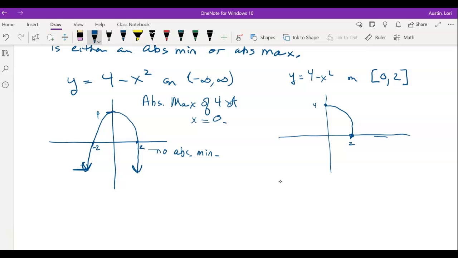What do we have? Absolute max? Yeah, it doesn't change. Max of 4 at x equaling 0. Do I have an absolute min now? Yeah. What is my absolute min value? Yep. 0 at x equaling 2, right? So again, this is just practice, making sure we learn how to use it.